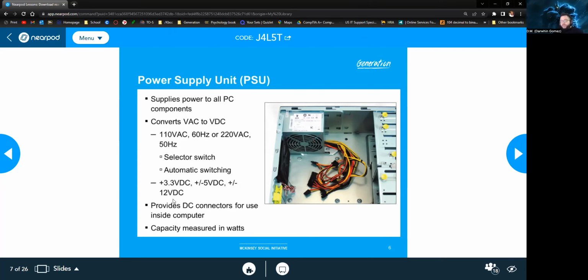And then, so like we said, the power supply provides the direct current connectors for all its computers. So these connectors are what's supplying the direct current to your parts inside the computer. And then the capacity of the power supply, how much power it can give, is measured in watts. So if you see, there'll be a wattage rating on power supplies, and that's how much total power it can provide. All right, and then we'll go over how to measure that in a second for specific components.